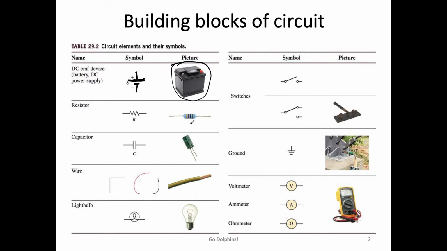Then we have a resistor. How do we represent a resistor? It's basically a zigzag line. That's a resistor. We have a capacitor. A capacitor is represented by two parallel plates, so they should have roughly the same length compared to the EMF. Then straight lines are for wire, light bulb, switch, ground, voltmeter, ammeter, and ohmmeter.